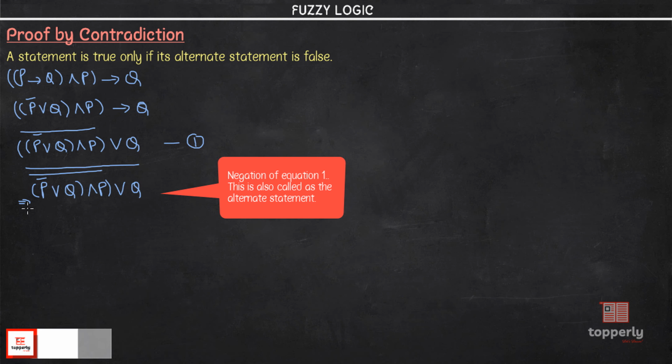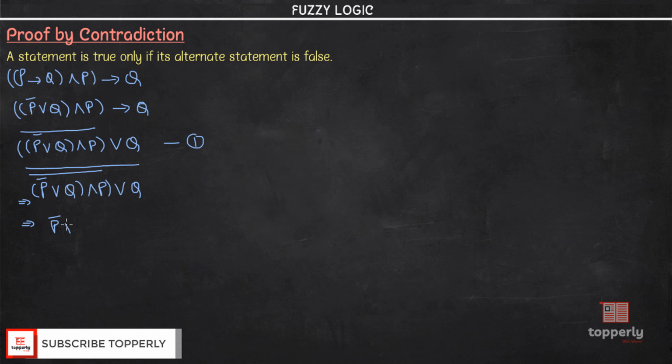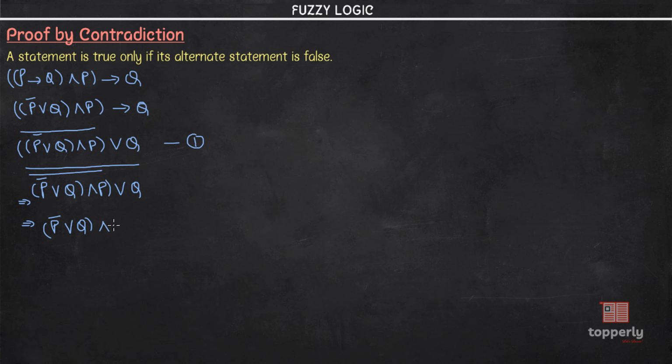So, when we simplify this, we get it as (P bar disjunction Q) conjunction P. Since this negation will change the disjunction into conjunction, we'll have it as Q bar. Now, this becomes our alternate statement. So, if we prove that the alternate statement is false, then we can say that the original statement, expression number 1, is true. So, this is proof by contradiction.